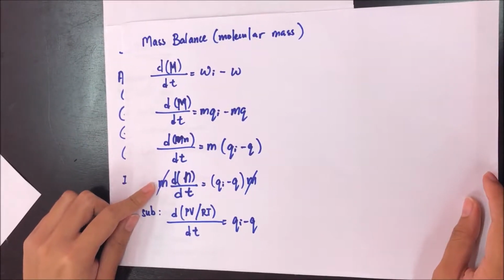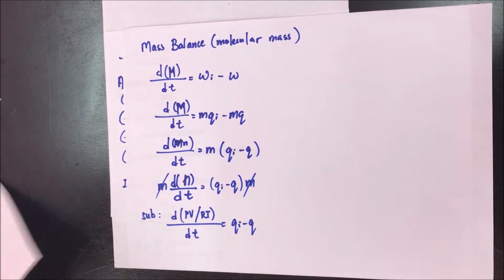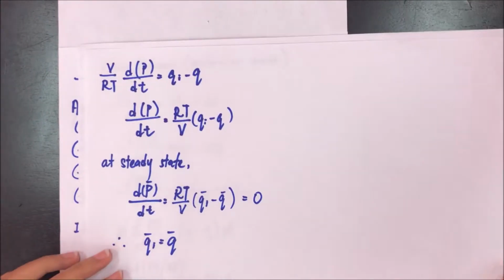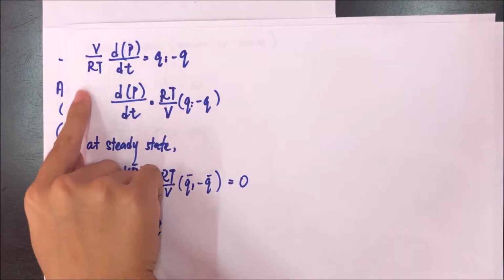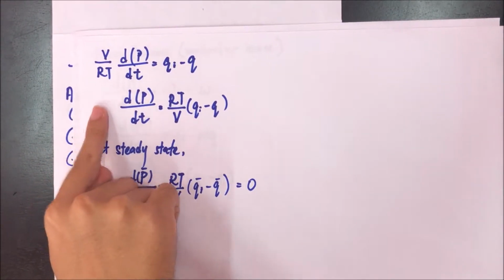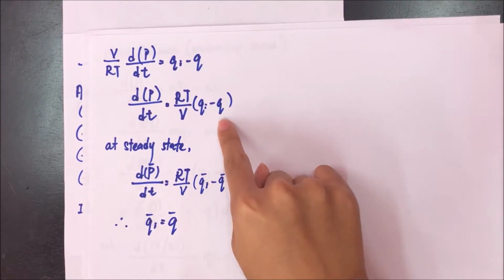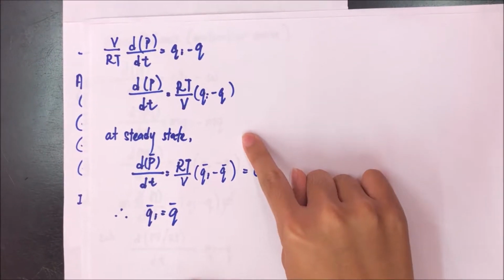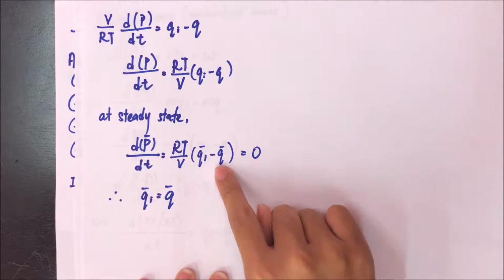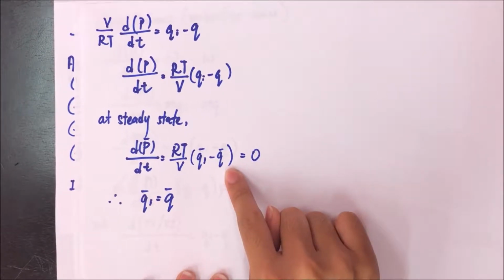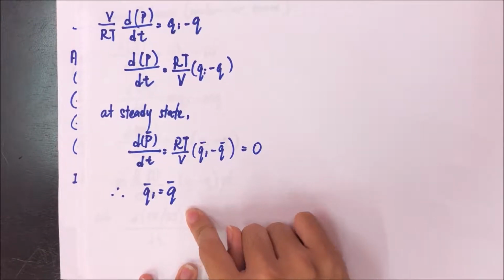Cancel off the M on the left hand side and right hand side, and you will get this equation. Lastly, transferring V over RT to the right hand side, dP over dt is equal to RT over V, Q1 minus Q. At steady state, dP bar over dt is equal to RT over V, Q1 bar minus Q bar, equal to 0. Hence, Q1 bar is equal to Q bar.